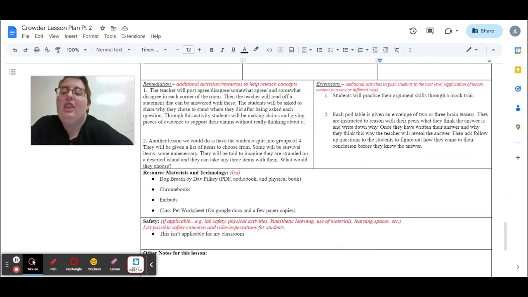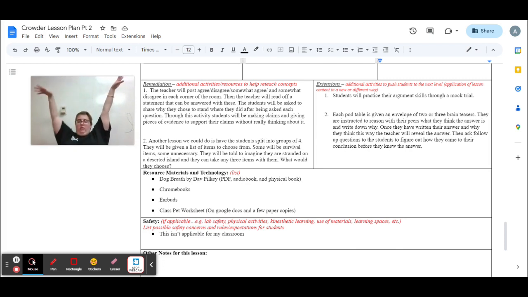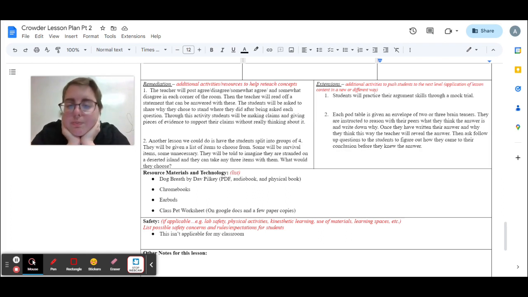Remediation. This is where the teacher will post agree, disagree, somewhat agree, and somewhat disagree in each corner of the room. Students will read off a statement that can be answered with these, and then they will be asked to share why they chose to stand where they did after being asked each question. Great, because it gets them moving, it gets them excited to share their own opinions and ideas.